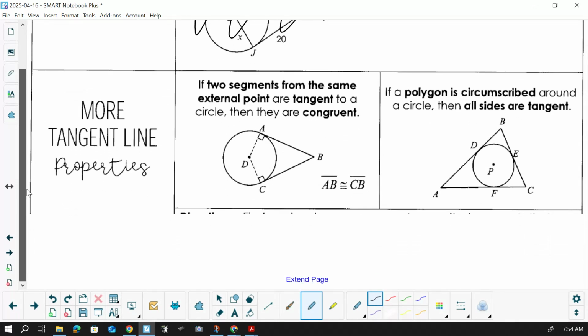Okay, so next little set of instructions here. 2 segments from the same external point. This is the point. Are both tangent. They're equal. So this line is going to be equal to this line. That's the basic idea. Same thing here. All the sides are tangent. If you got a polygon, any shape around it, this is going to be equal to this. This one's going to be equal to this one. And this one here will be equal to this here. Okay? That should help us with the problems that we need to do.